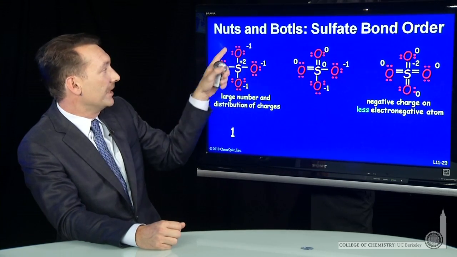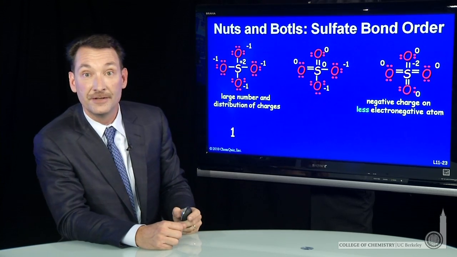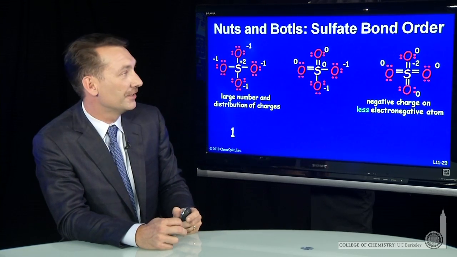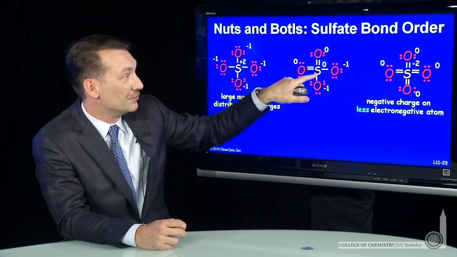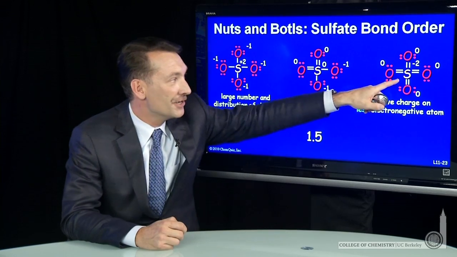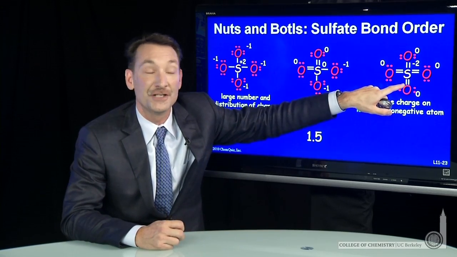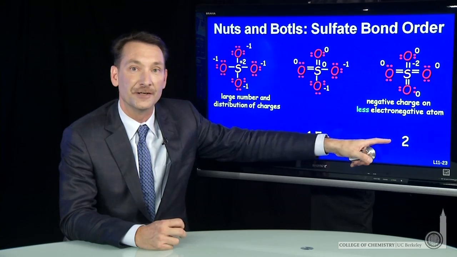So if I calculate the bond order here, I think it's pretty obvious. The bond order is 1 in an SO bond here. An SO bond here, I can see 2 single bonds, 2 double bonds. I'll get a bond order of 1.5. Here, it's obvious that the bond order is going to be 2. All of them are identical and double bonds. So I'll have a bond order of 2 here.